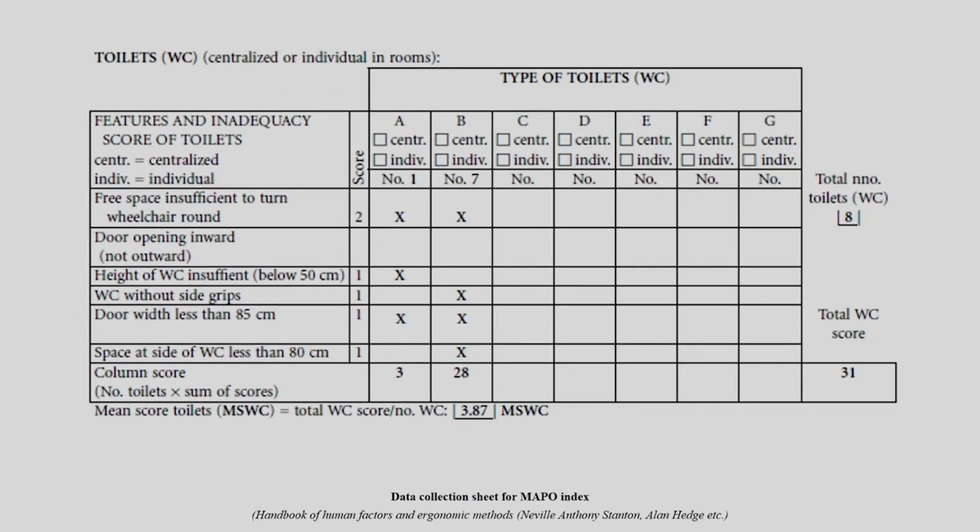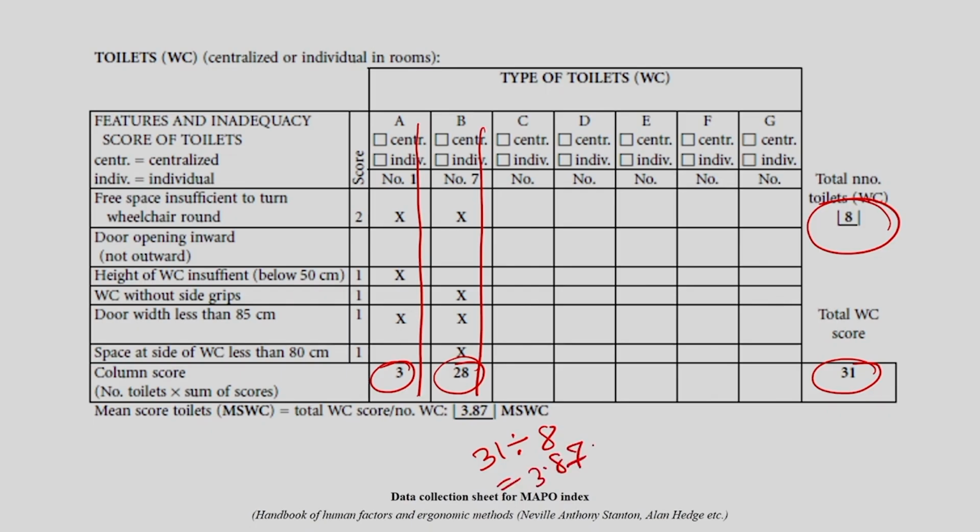Similarly, we need to calculate the toilet score. Here you can see you have 8 western commodes, with 2 major categories. In category A you have 1, in category B you have 7. Here the value is 3 and here the value is 28, so the total value is 31. Similarly, we calculate 31 divided by 8, and the value is 3.87. So this is the mean toilet score, fine.